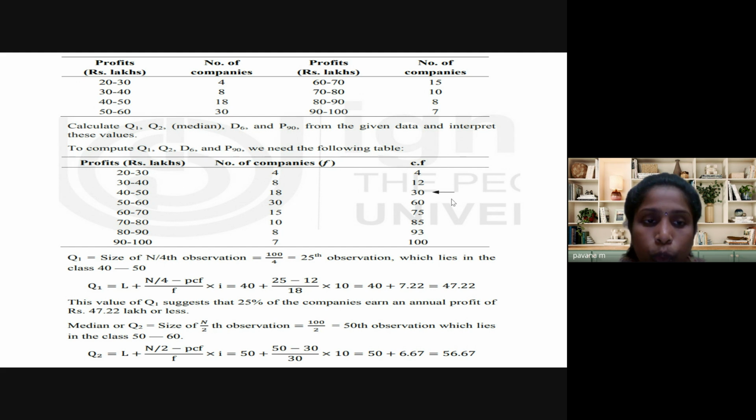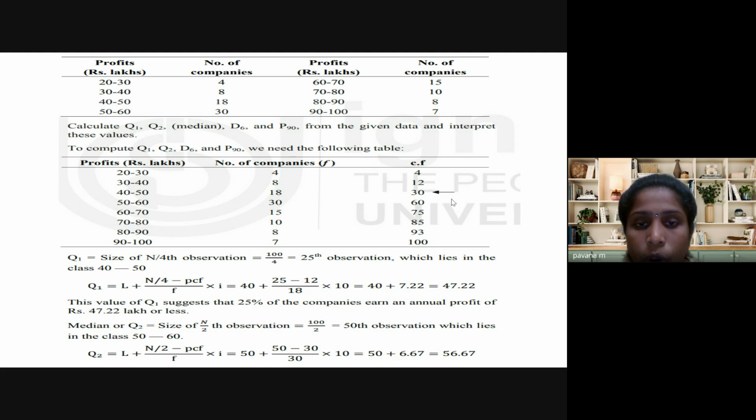Okay, and again they asked for Q2. Q2 means 50%, that means n by 2. So for calculating Q2, you calculate the size of the n by 2th observation, that means 100 by 2, so the 50th observation. In the cumulative frequency, you have to consider where this 50th observation lies. The 50th observation lies at 60 in the cumulative frequency. So you have to consider the 60 value. Across the 60 value in the frequency table we have 30, and the class interval is 50 to 60. So for the 50 to 60 class interval, the frequency is 30 and the cumulative frequency is 60.